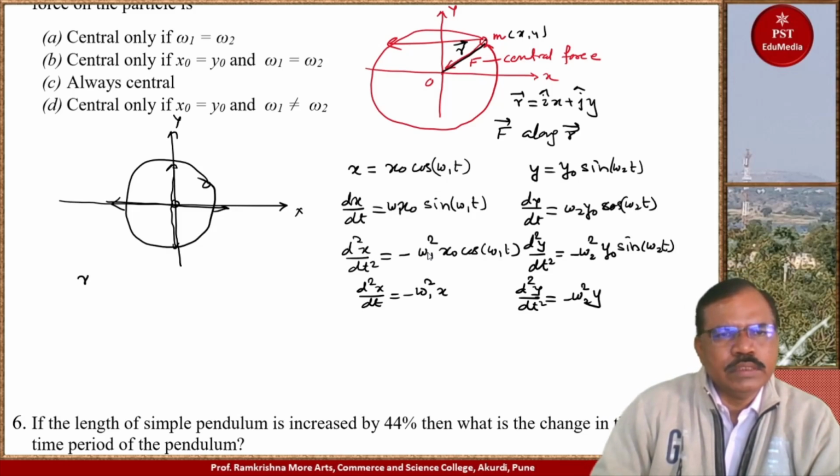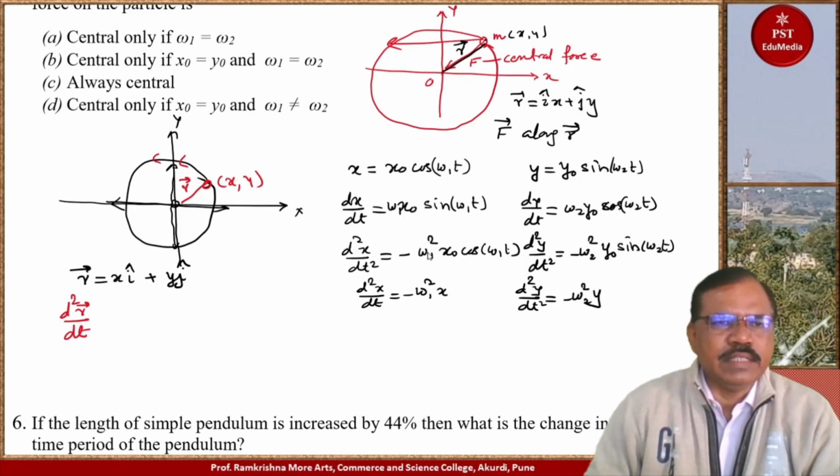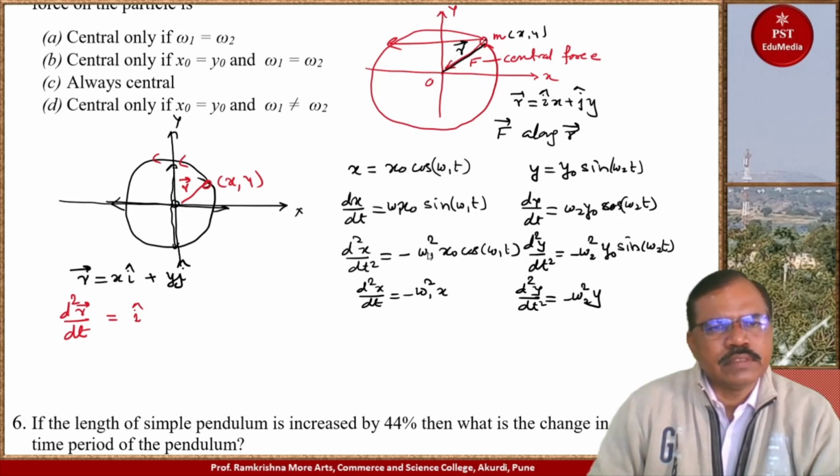Now suppose we take position vector r, that is x i plus y j. Here we can take the second order derivative d2r by dt square. This is acceleration, meaning the particle is moving along this path, and suppose r is the radius vector at time t. So this is the xy coordinate at time t. So we'll get i times d2x by dt square plus j times d2y by dt square.